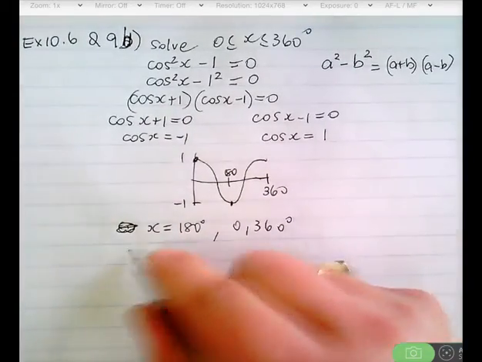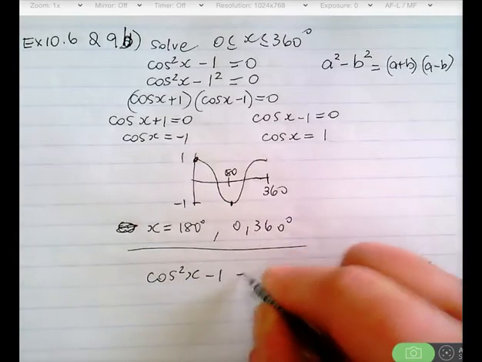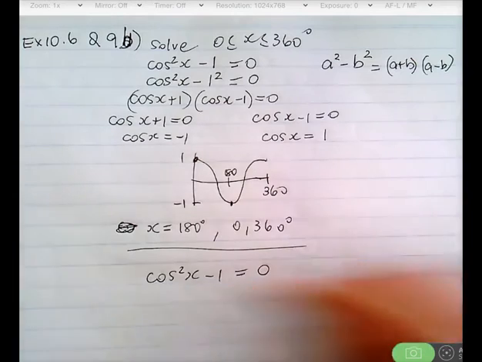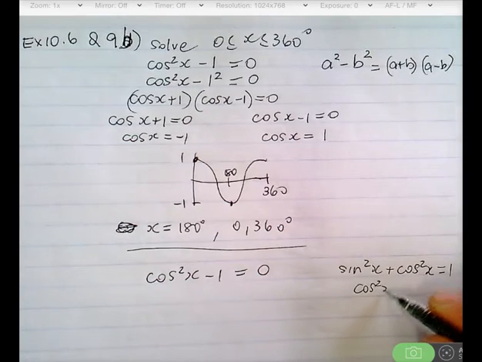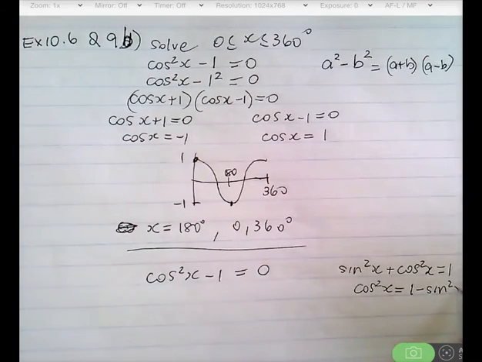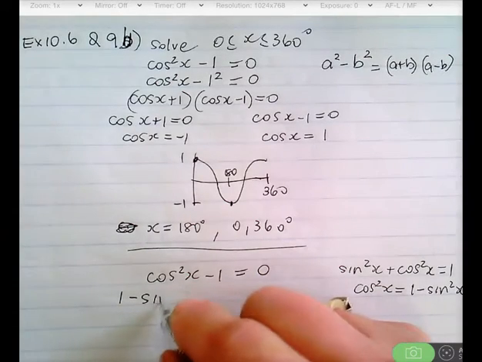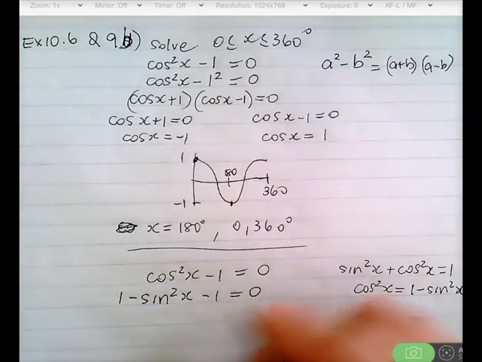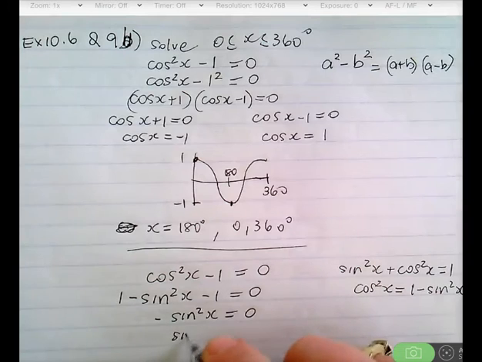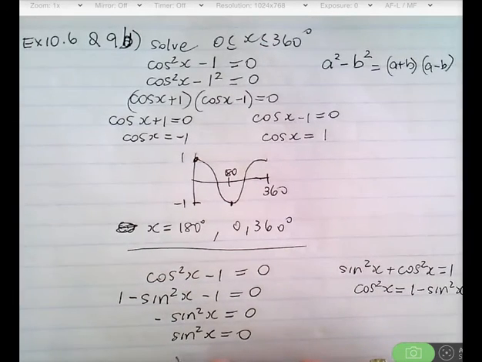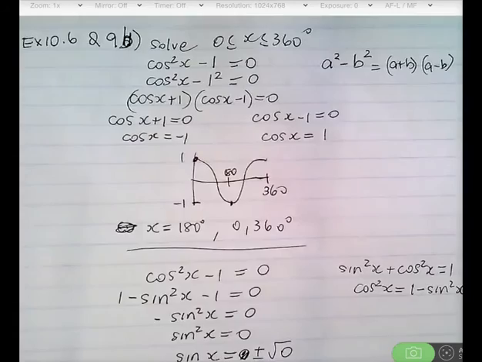Now, another way that this was done was as follows. Cos squared x minus 1 equals 0. A few people, because sine squared x plus cos squared x equals 1, replaced cos squared x with 1 minus sine squared x. Is that true? So you wrote 1 minus sine squared x minus 1 equals 0. Be careful. You're left with minus sine squared x is 0. Swapping sides, sine squared x is 0. In other words, sine x is also 0, because sine x is plus or minus the square root of 0, which is just 0.